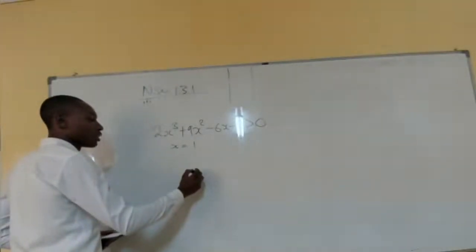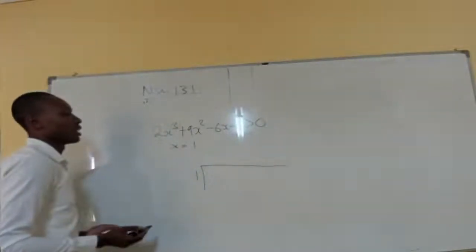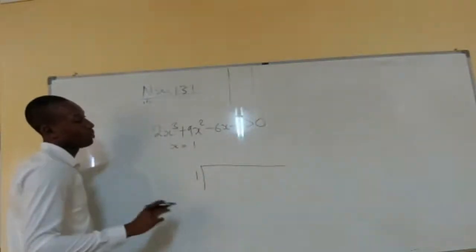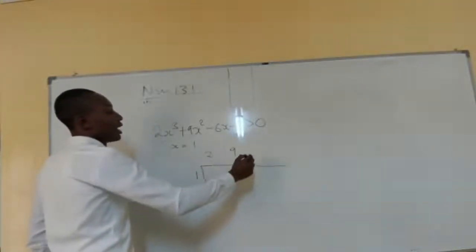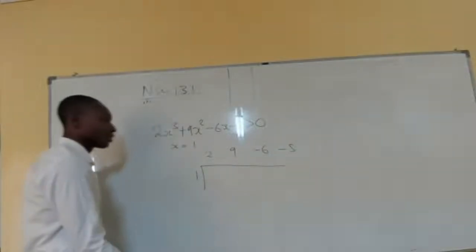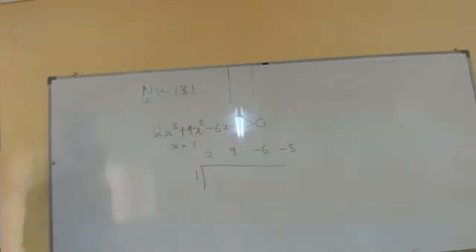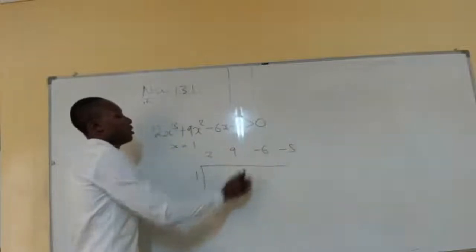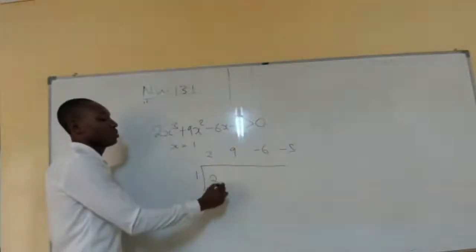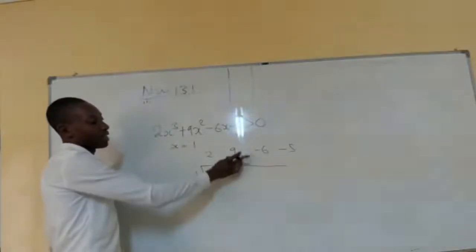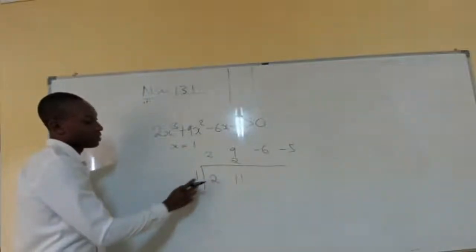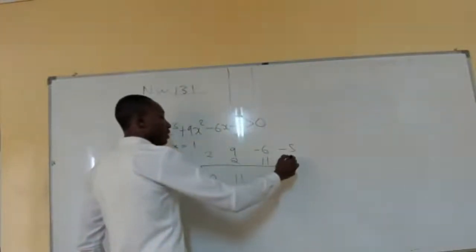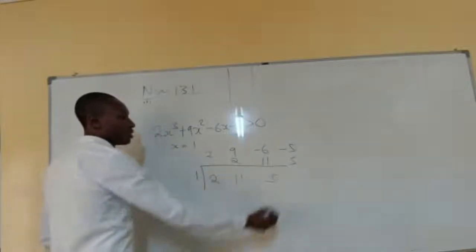So we write 1 here, then the coefficients of the cubic polynomial: we have 2, 9, -6, and -5. The next thing is we first bring down the 2. 1 times 2 is 2, we write the 2 here, and 9 plus 2 is 11. 1 times 11 is 11, so -6 plus 11 is positive 5, then 1 times 5 is 5, so that gives us a 0.